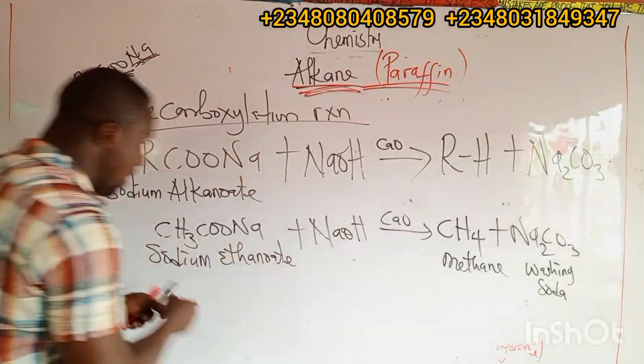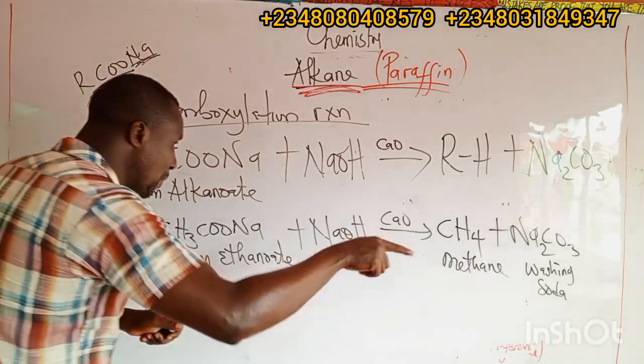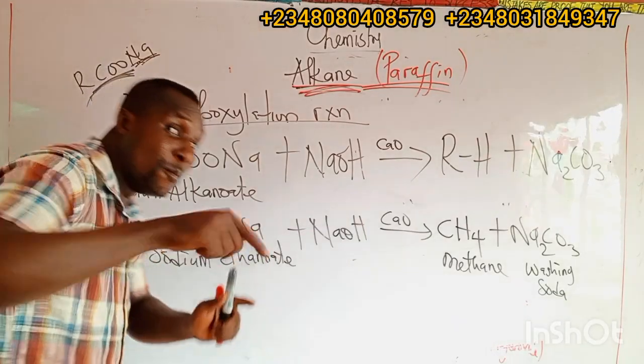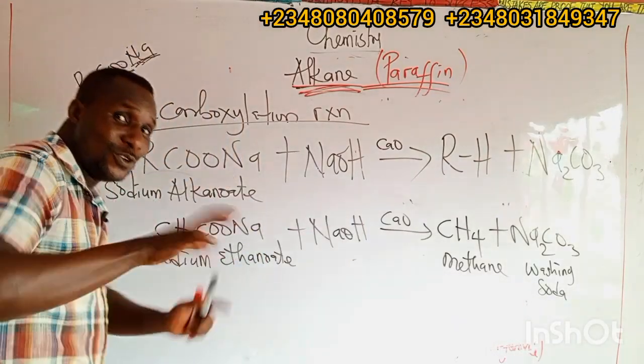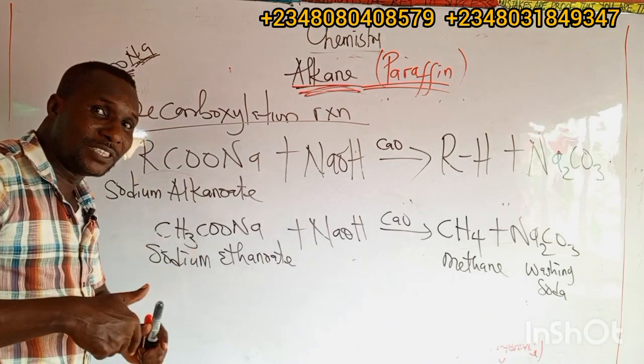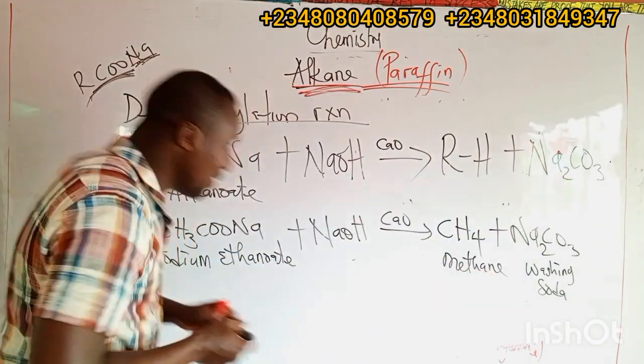I want to prepare ethane now. I will use sodium propanoate to get ethane. If I want to get propane, I will use sodium butanoate. Sodium butanoate gives propane. If I want to get butane, I will use sodium pentanoate.